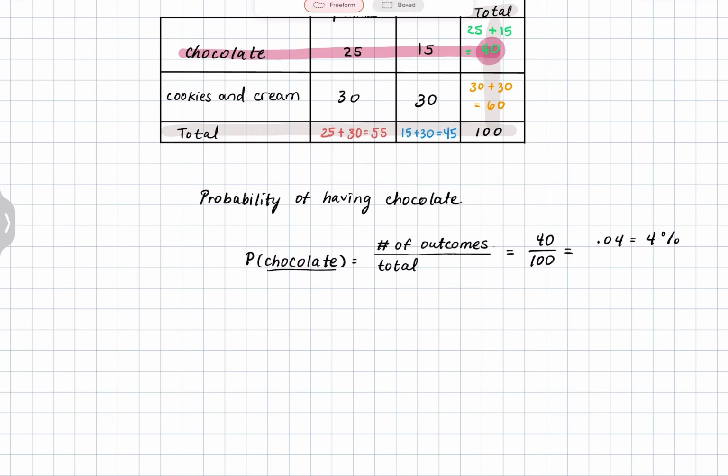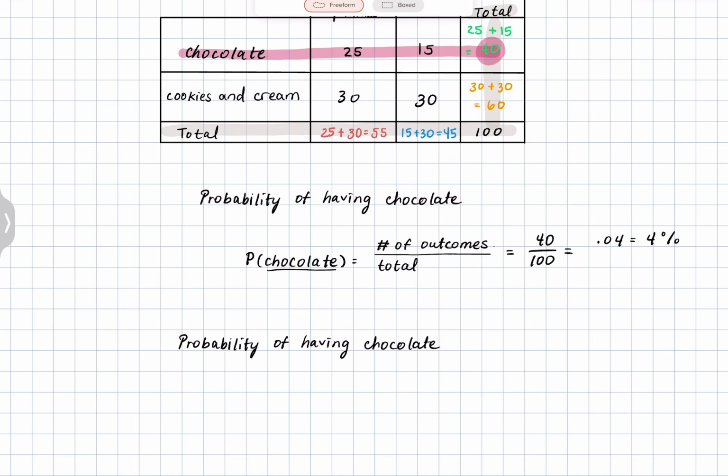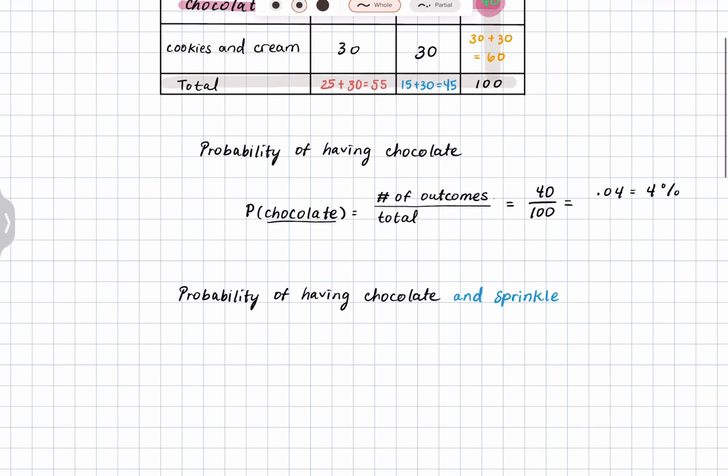Let's say the question was changed. This time they're asking us, let me duplicate this, to find the probability of having chocolate and sprinkles. So, and sprinkles. This is going to be our specification. So we have here our probability statement that we're going to write. So we have P, probability of parentheses chocolate and sprinkles.